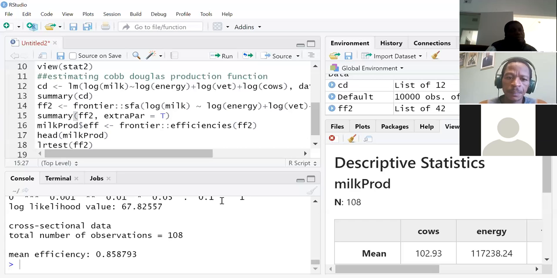Just say summary FF2 and see whether you are going to get a result. Yes, I was able to get it, Prof, without the extra par. Okay. Now, do it again. Put comma, be sure it's comma after FF2. Your extra par is P-A-R, not P-E-R. And extra is all small letter. P is capital, A-R.